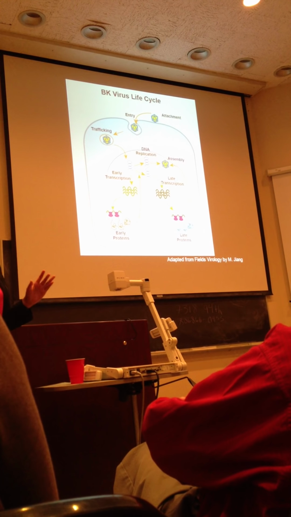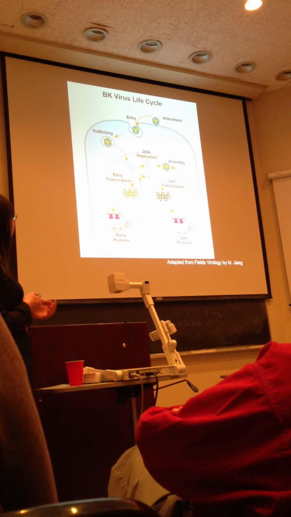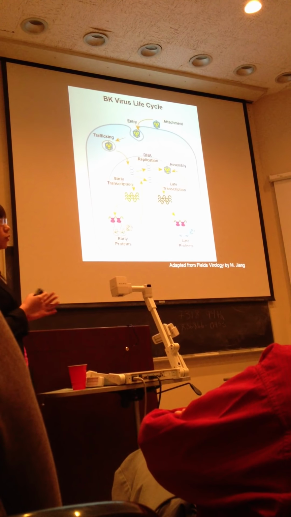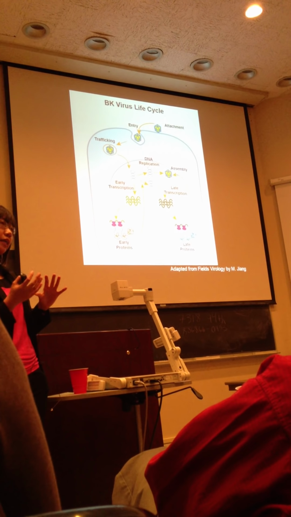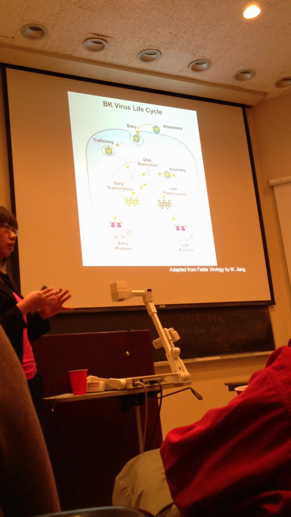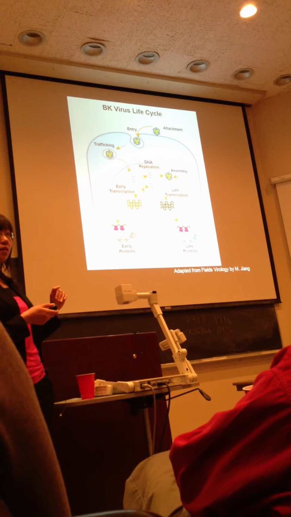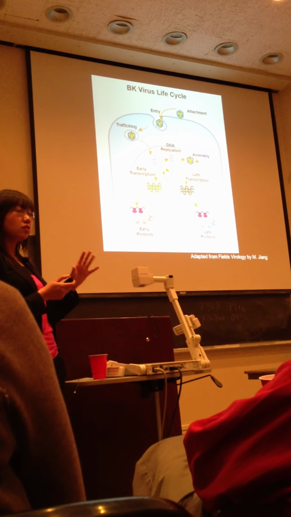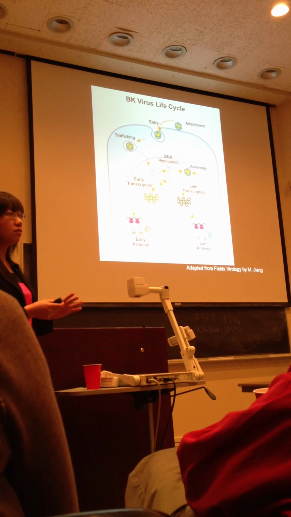So how does the virus infection occur at the cellular level? It begins with the virus binding to the cellular receptors. We know now it's gangliosides present on the cell surface. After the binding, it gets internalized into the host cells, and it has to go through a series of trafficking events. The goal of this trafficking is to deliver its DNA genome into the host nucleus. And this is where everything happens.